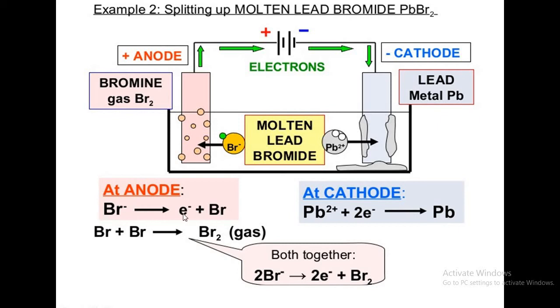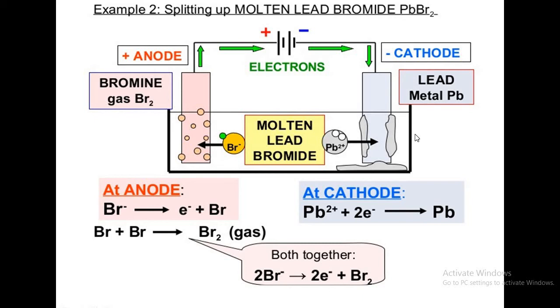So the bromide ion is losing an electron and becoming a bromine atom. This bromine atom is very reactive. It cannot exist in the atomic state, so it will combine with another bromine atom and form a bromine molecule. This diatomic bromine is now in gaseous form, discharged at the electrode. See the bubbles of bromine gas here.